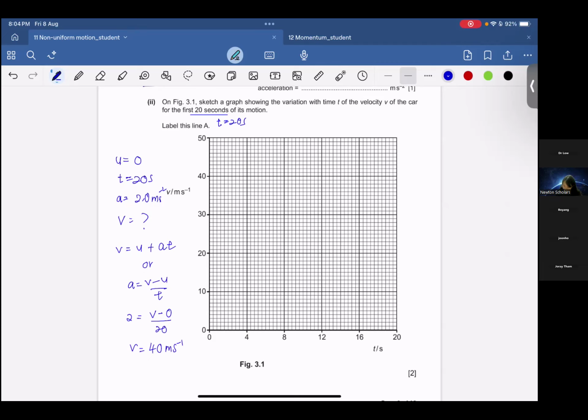So your graph should be like this. At 20 seconds, at the end, it achieves 40 meters per second. Okay? Label this line A. So this one is A. If you don't label, we can also deduct your marks. Okay, is it okay? We proceed to page 9.